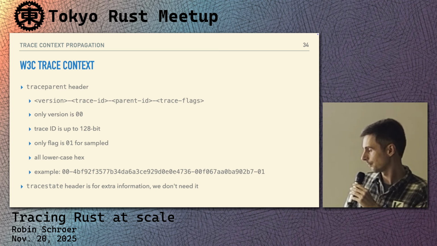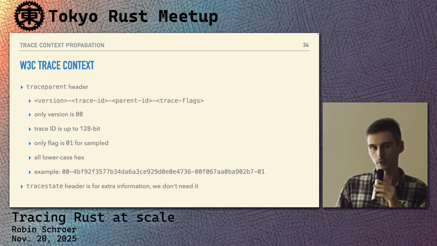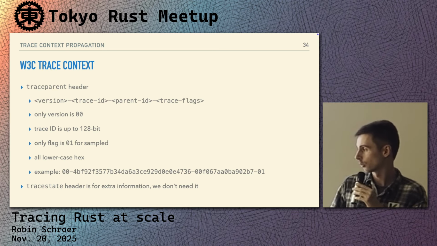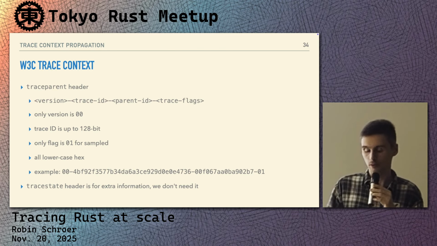The tracestate header can hold extra information, but the spec actually says it's optional, so we just ignore it entirely. You don't need it.